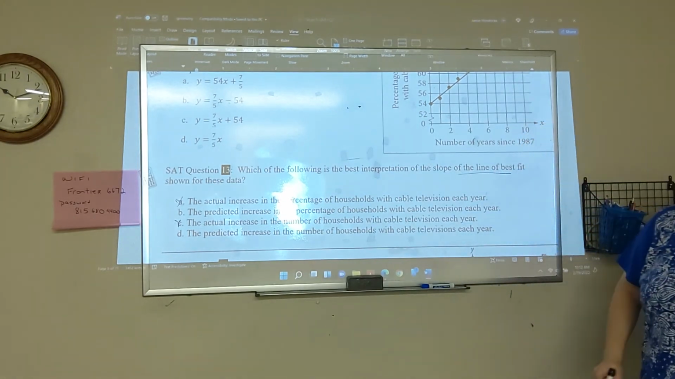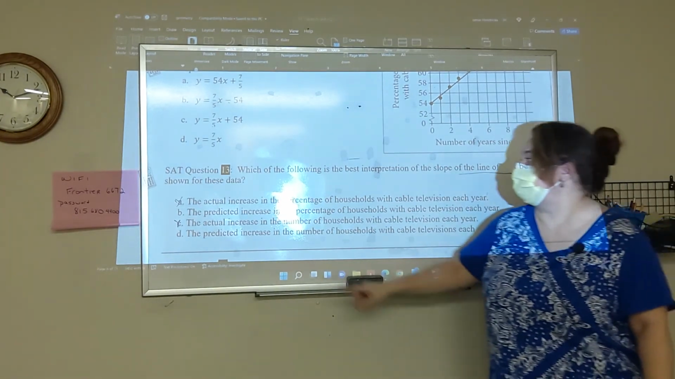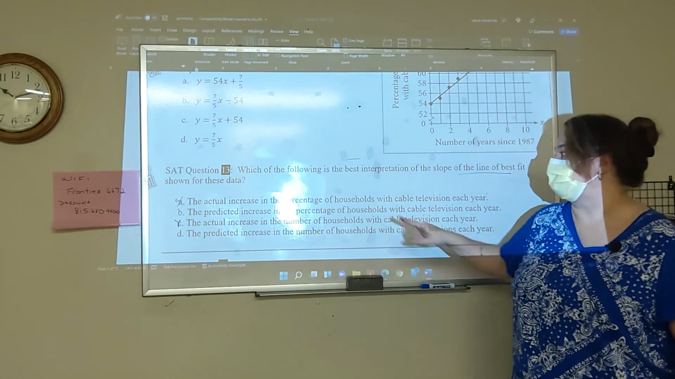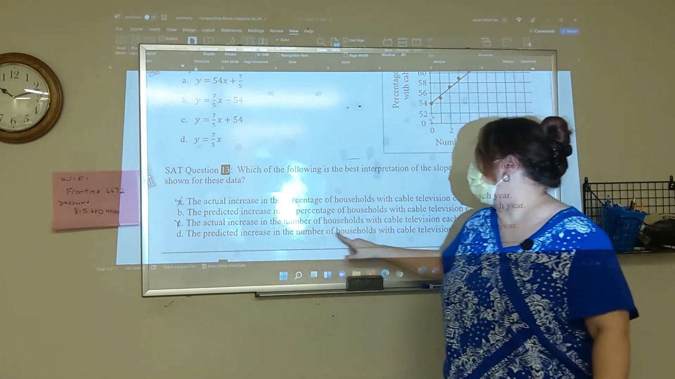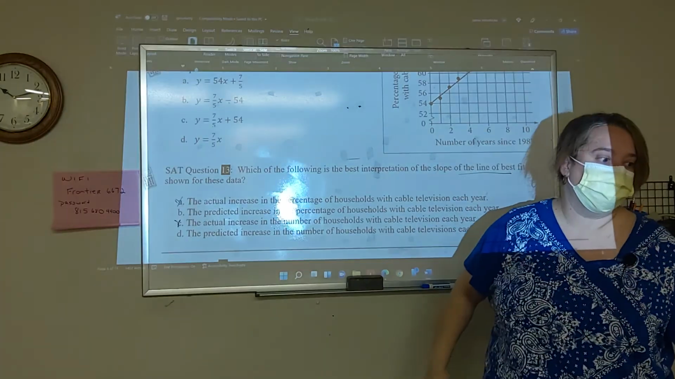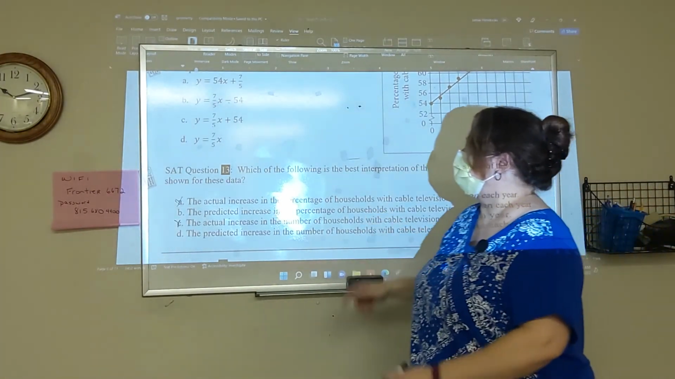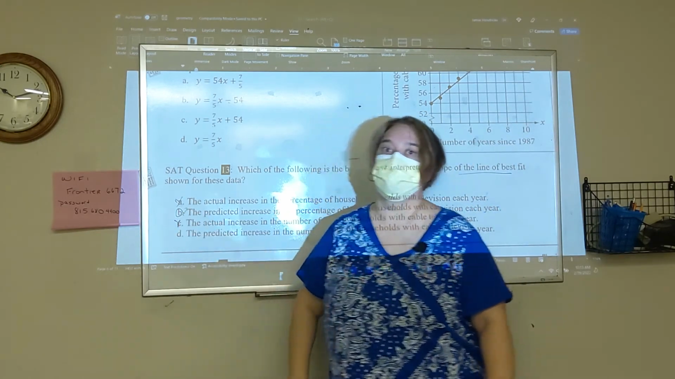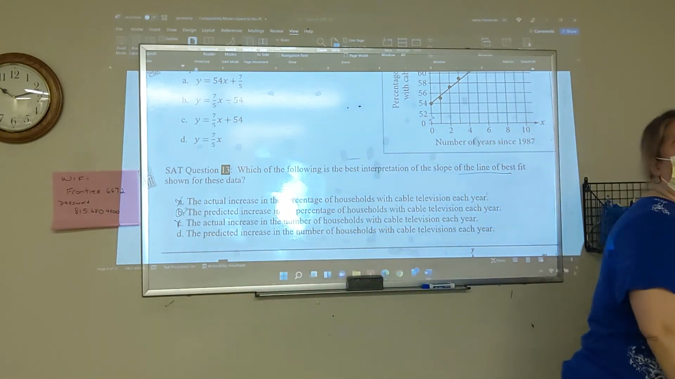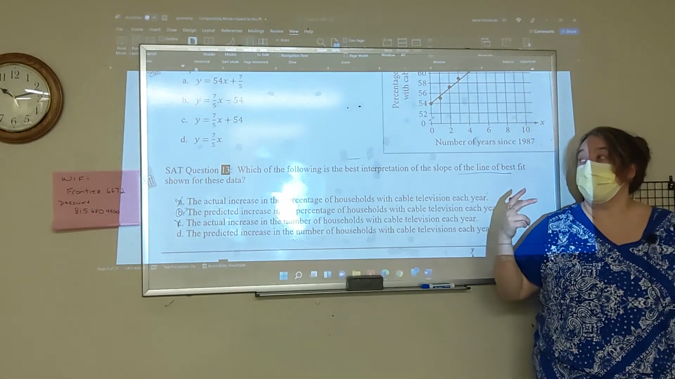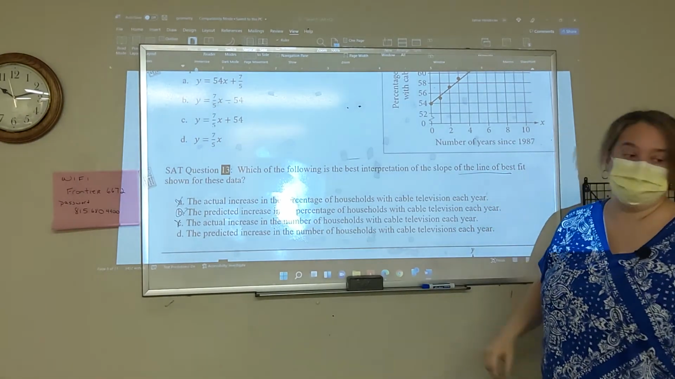Now it's just a matching game. So we have the predicted increase in the percentage of households or the predicted increase in the number of households. If you look at your graph on your y-axis, you have percentage of households. So it's B. Don't overthink these. Again, always look for the words prediction or model if they're talking about line of best fit, and then literally just match it up to what's in your graph.